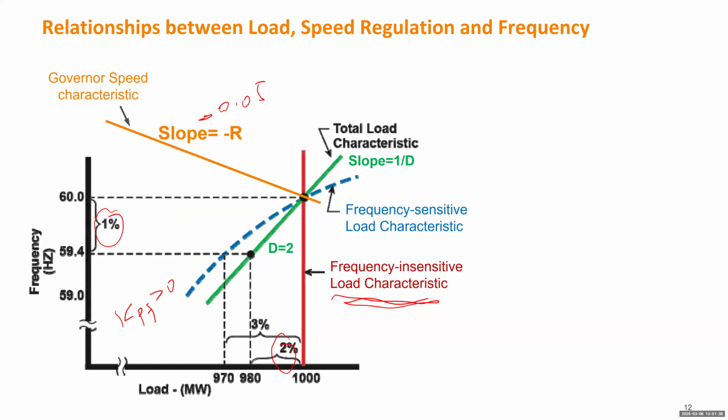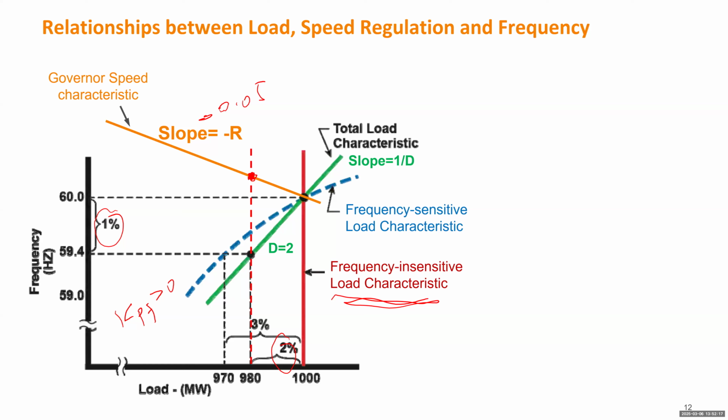So if we are operating a system with none of the load being frequency dependent, which will be the red straight line, and right now the load decreased by 2%, the new operating point will be this one. The frequency will increase. So if I have a generator with governor connected to a 1,000 megawatt load, and that load suddenly decreased by 20, the frequency will increase to that new operating point.